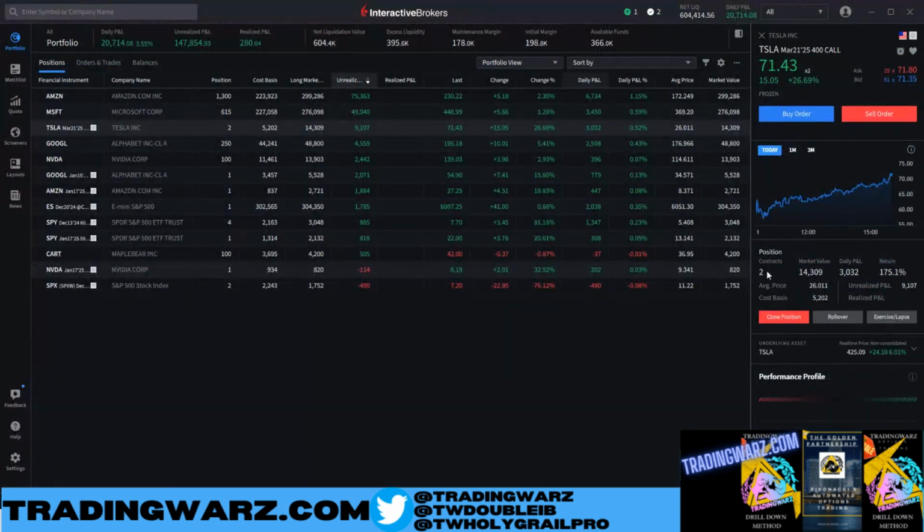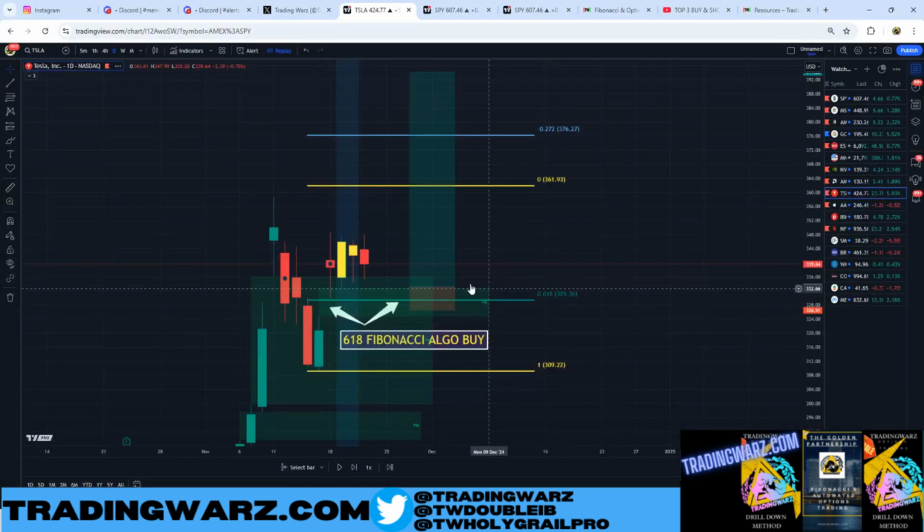So the first contract on these 400 calls was purchased back on the double inside day, and I purchased it for around 30 something. It was more than 26. It was about 30 something dollars, right? Because what happened on this play is Tesla ended up going sideways after this double inside bar, and it pulled back a little bit. So the first thing to note right here is leave room to add.